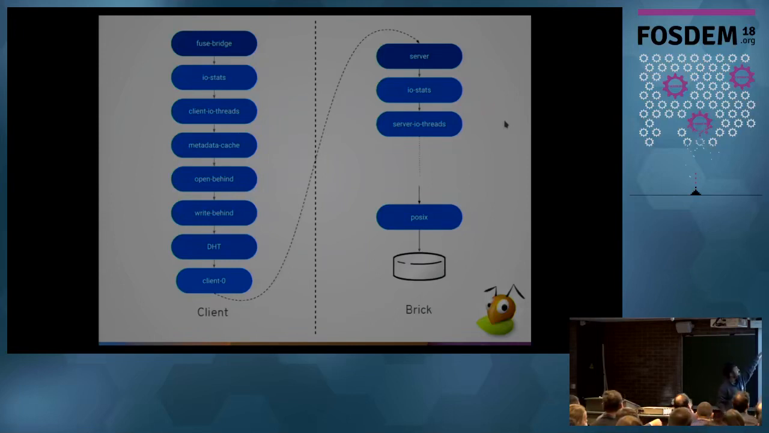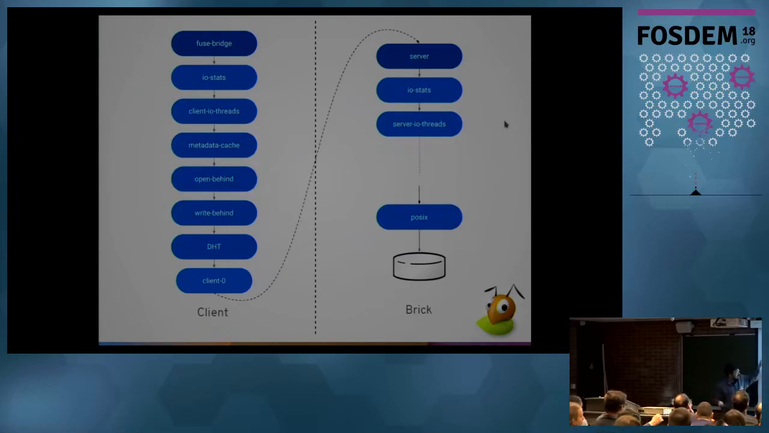So we have the fuse translator, which talks with the kernel fuse module. We have other translators here. We have a distribute translator here. We have a translator that talks over the network, that talks the GlusterFS network protocol. Similarly, we have translators on the other side. Finally we have the POSIX translator, which actually writes to the underlying file system.